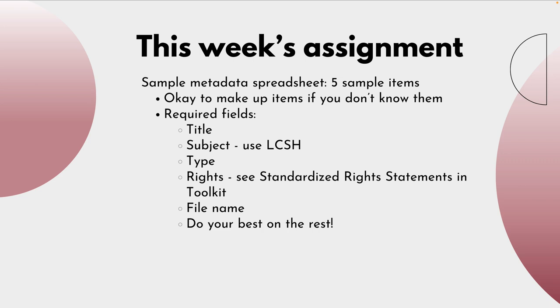There are a few required fields in the spreadsheet: title, subject, and you're going to use the Library of Congress subject headings for that. Type, which I'll show you, and then rights. A standardized rights statement is something that we didn't talk about a ton in the obtain permissions section of the toolkit, but they're pretty standard, no pun intended, to figure out. So there are some examples in the spreadsheet, or you can read through that section in the toolkit about standardized rights statements, and that will explain a little bit what they are.